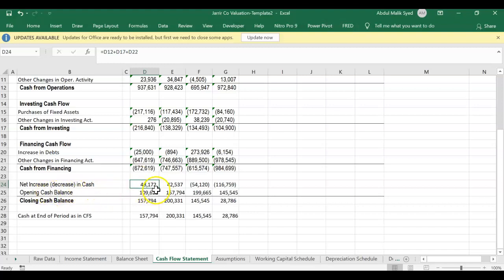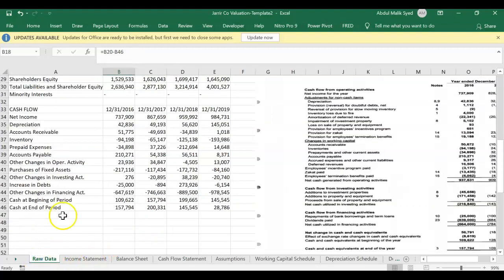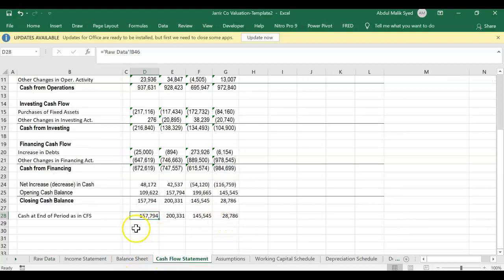Okay, so net increase decrease is this much. So opening cash balance and closing cash balance. Now to check whether we are doing perfectly right or not, you can take cash at end period as taken from the cash flow statement, raw data. Okay, I have taken this and put it here, so that you can compare that everything is perfect.